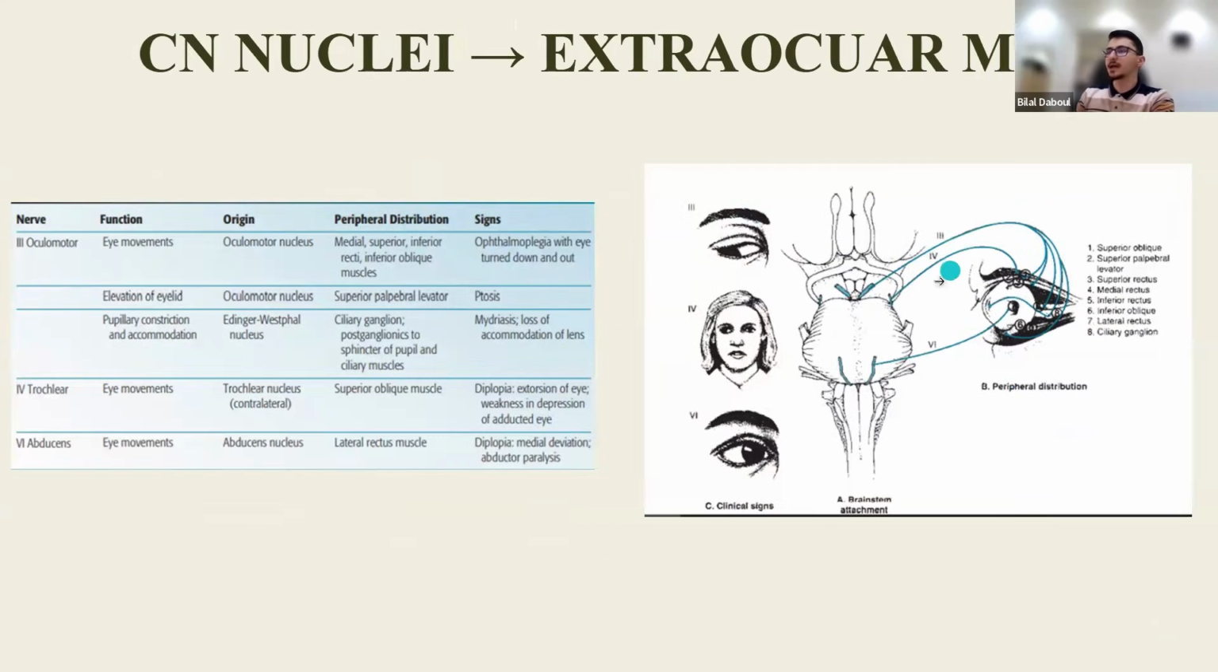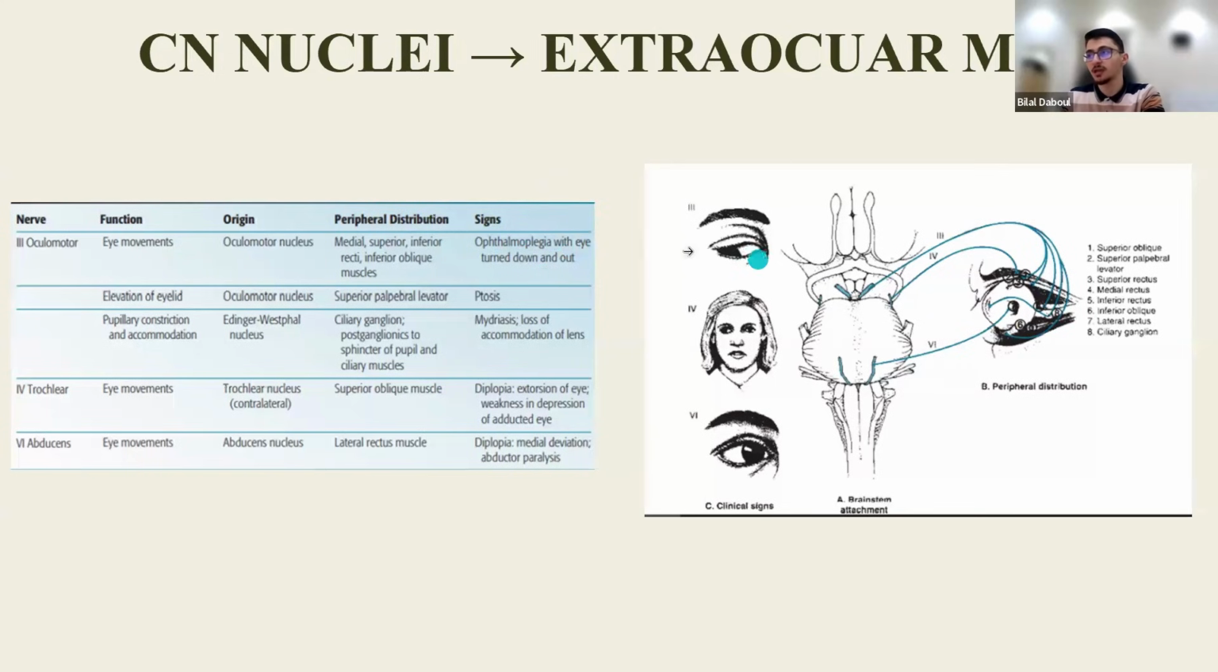Now, this is a summary slide to outline the cranial nerve nuclei responsible for extraocular muscle control, i.e. eye movement. So the oculomotor supplies all extraocular muscles except for the lateral rectus and the superior oblique. This includes the medial, superior, inferior recti, and the inferior oblique muscle. Signs in terms of oculomotor palsy would be ophthalmoplegia with the eye turned down and out, and mydriasis. Okay, so the pupil would be blown, unopposed pupillary dilation.